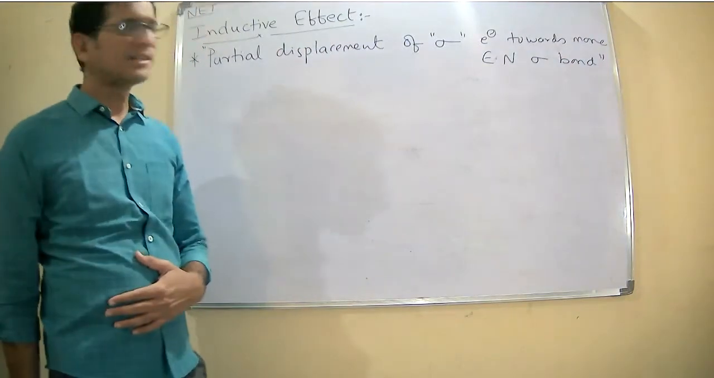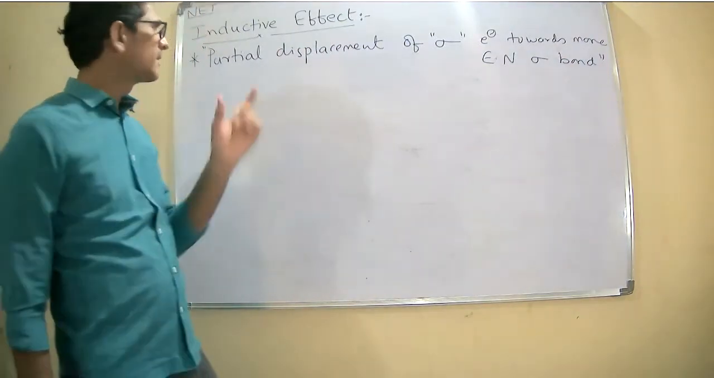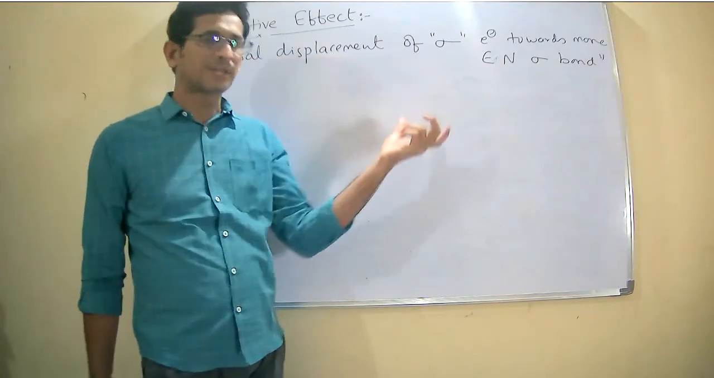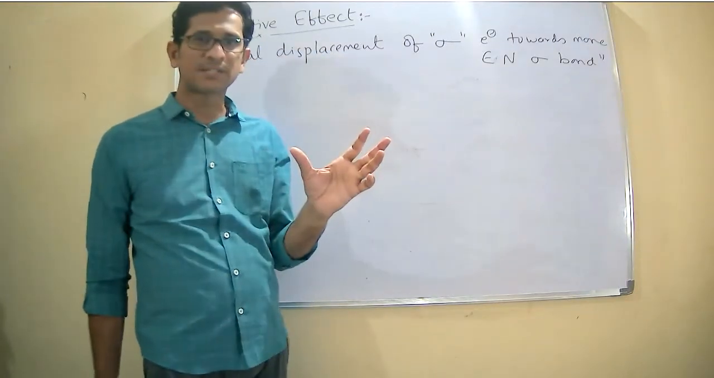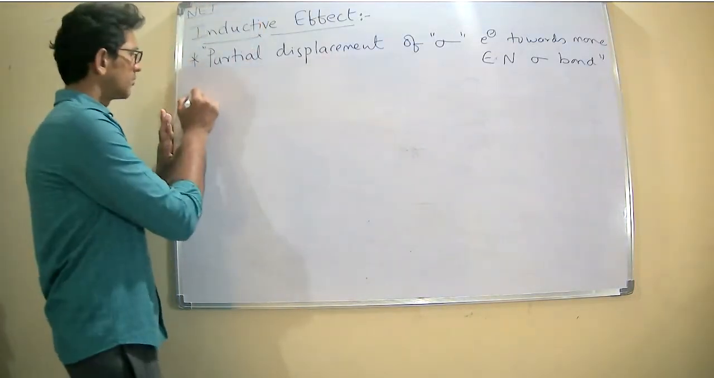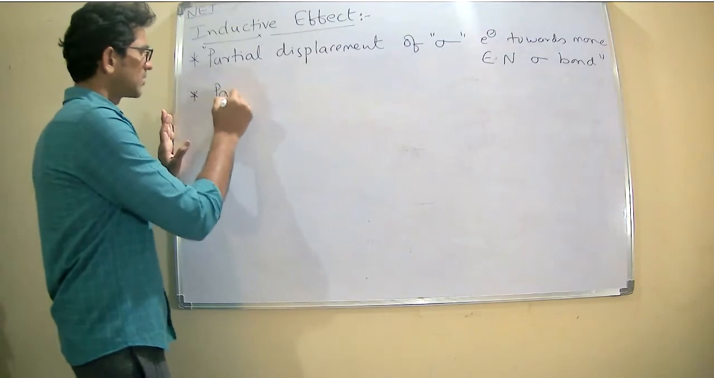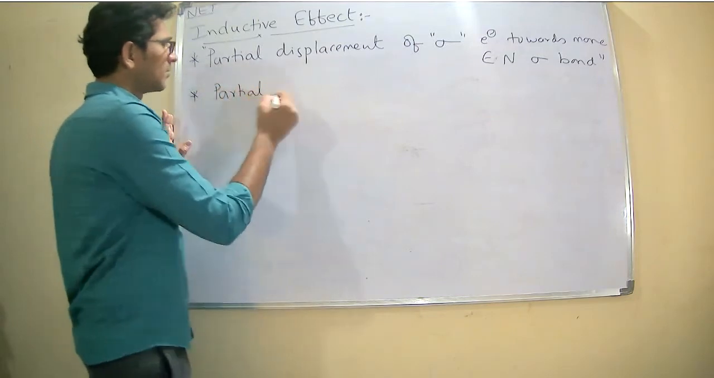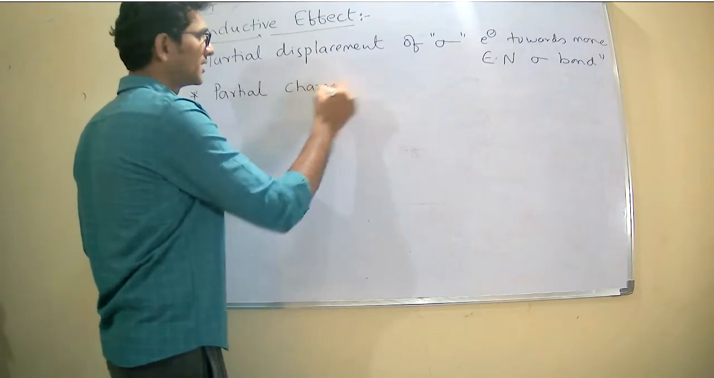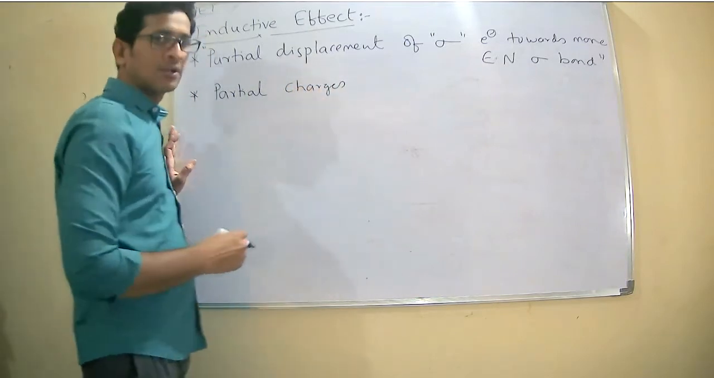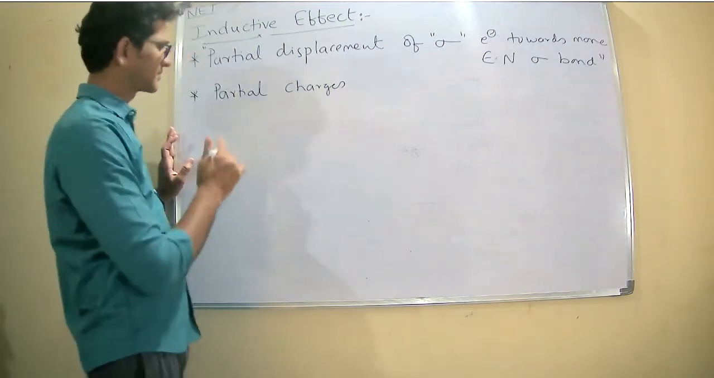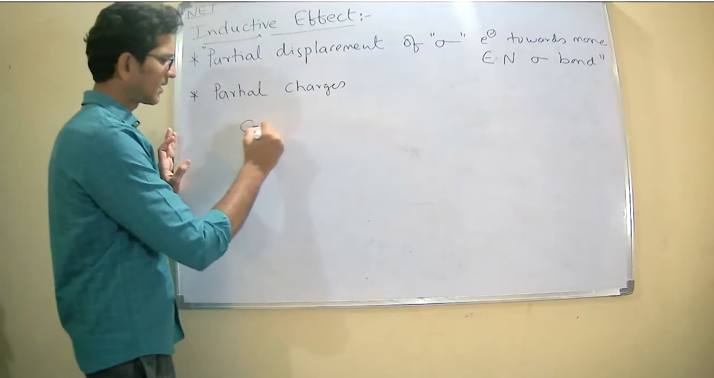In this inductive effect, the partial displacement of electrons is taking place. Not complete displacement, only partial electronic displacement takes place. Therefore, the respective atoms acquire partial charges. We will discuss with some examples.